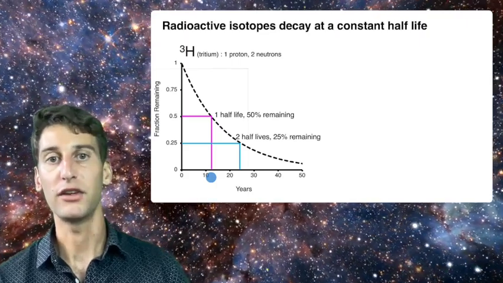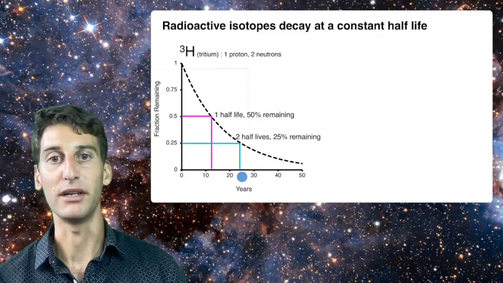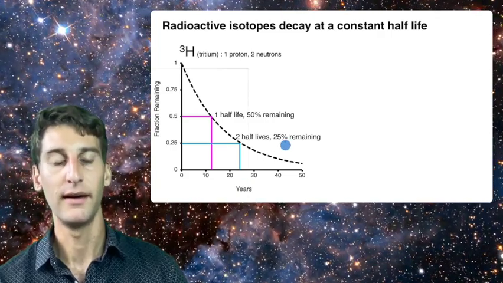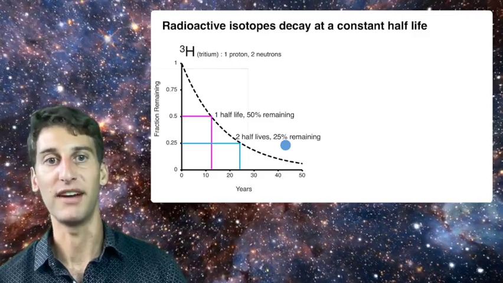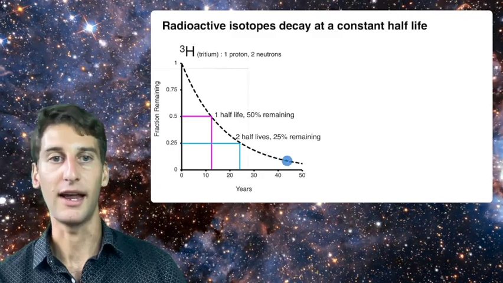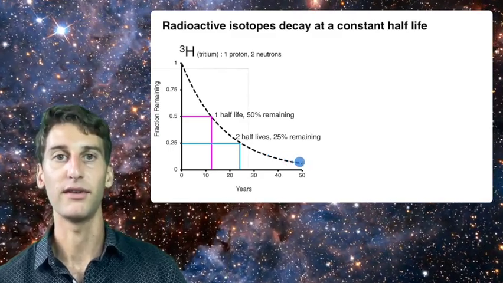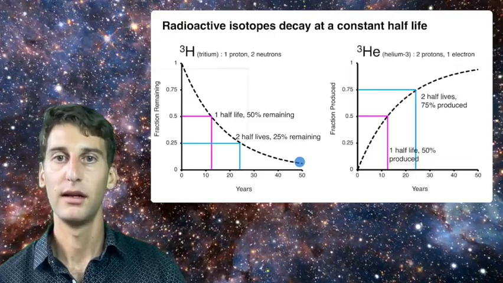If we were to wait another 12 years, half of the remaining tritium would disappear again, and so we would have 25%. Another 12 years, we'd be at 1/8 of the original amount, or 12.5%. So this is never going to really hit zero. It's just going to cut in half and cut in half and cut in half every 12.5 years. That's what defines a half-life.